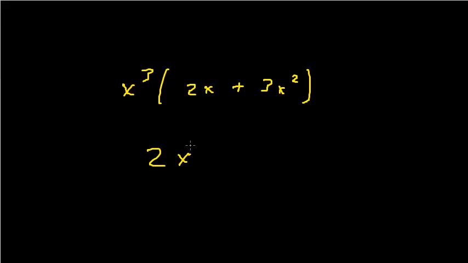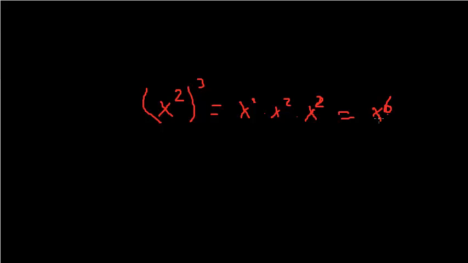So if I have, say, x cubed times 2x plus 3x squared, I distribute. Here x cubed times 2x, with my 2, and then x to the 4th, again adding those powers. And then plus my 3, then x cubed times x squared, I get x to the 5th. Again, just adding powers. Now here, I cannot add these together because they are not like terms.